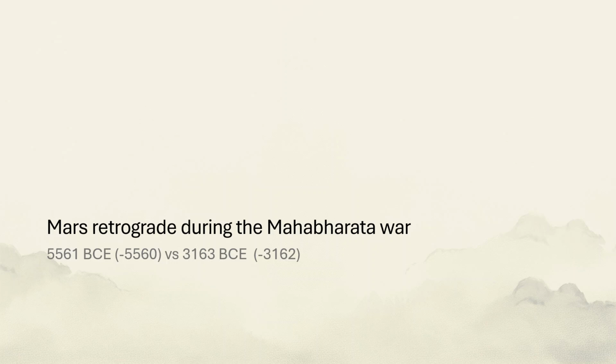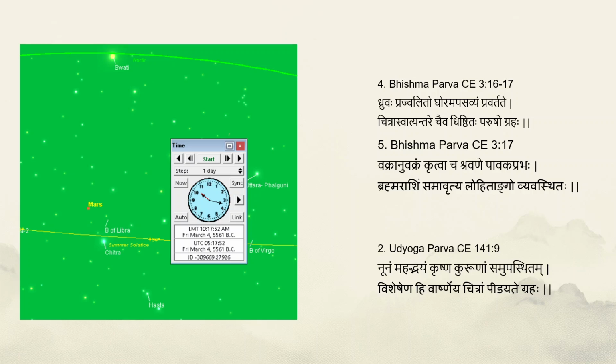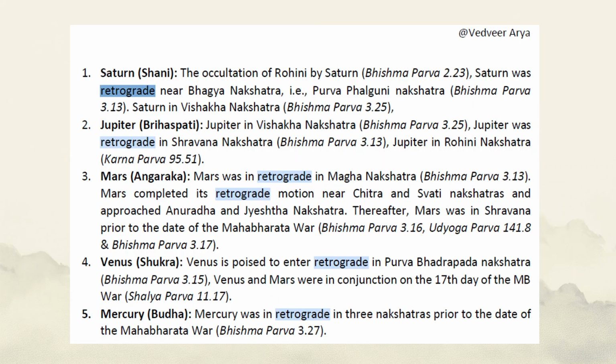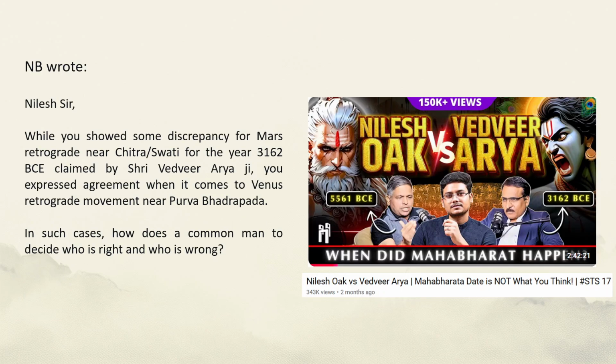So let's get into the note from Mr. NB, and let's see, what did I do here. Okay, I have to go back here. Okay, and I read this before. So while you showed some discrepancy, NB is saying to me, for Mars retrograde near Chitra Swati for the year 3162 BCE claimed by Sri Vedvir Aryaji, and I don't have to read the next one because I have done this in another episode.